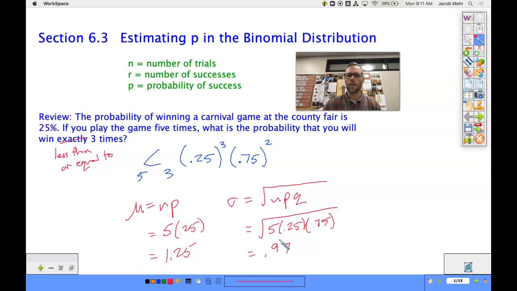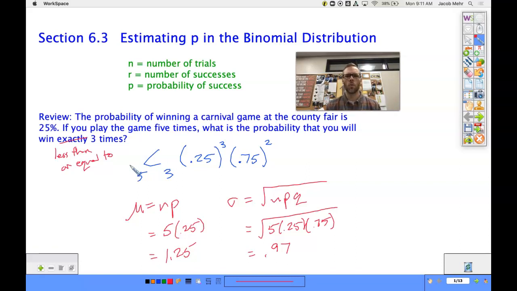Okay. And then we used our standard normal curve, right? We found the z-score. Now remember we had to do a continuity correction, right? So instead of 3, we'd go to 3.5 to make sure we had that entire bar. We'd find the z-score and we use our table to calculate that probability.